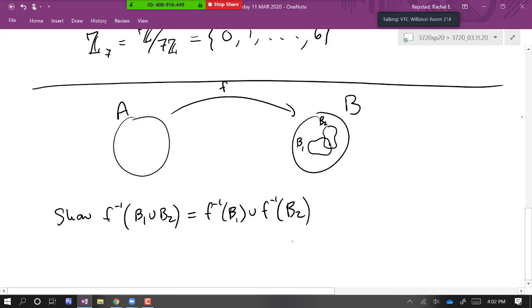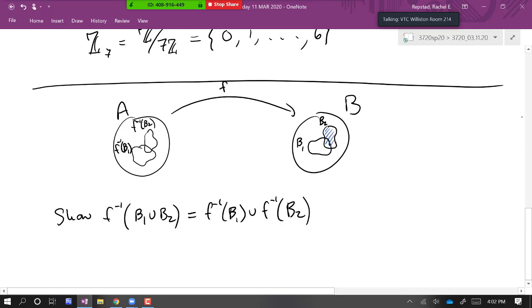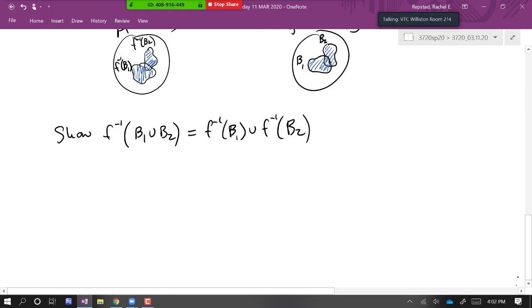So if I pull each one of these sets back into A, like all the elements that map to B1, that's the preimage of B1. And here's all the elements that map to B2. That's the preimage of B2. What we're trying to show is that if I look at this as a whole, this union over here on the B side, and I pull it back, that's the same thing I'll get if I take the union of these two individual preimages in A. So we're trying to show that two sets are equal, so there are two proofs to write.